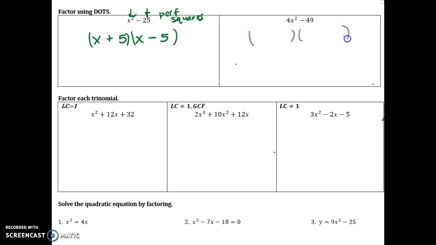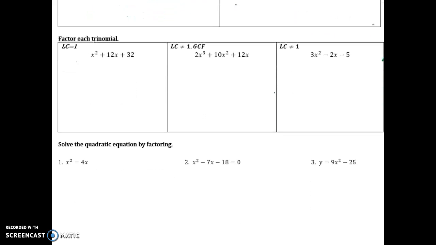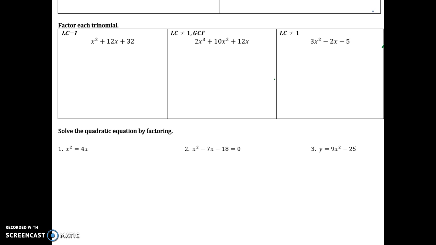The same thing works over here. 4x squared is 2x times 2x, and 7 times 7 is 49. And you stick your plus and your minus. It's just a trick you have to notice. Perfect squares, and they're being subtracted.